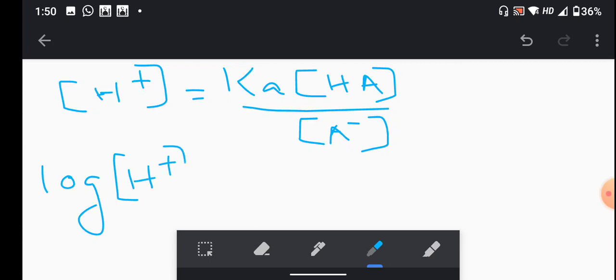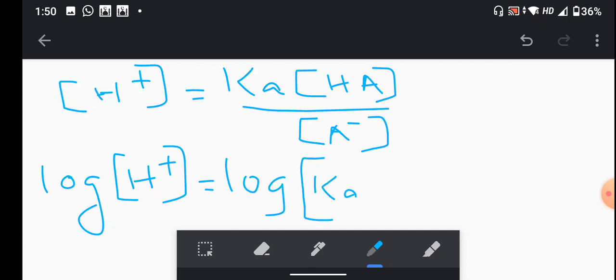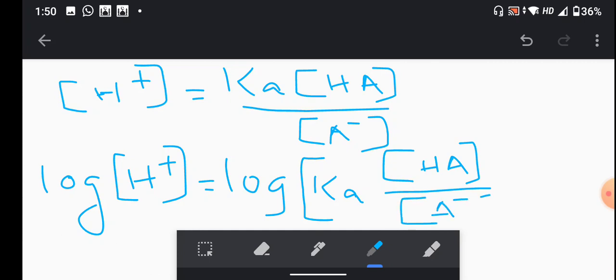Then substitute with log: log of the concentration of H plus equals log of Ka times the concentration of HA divided by A minus. Clear? Convert both sides into logarithmic scale. Then log of the concentration of H plus equals log of Ka times the concentration of HA divided by the concentration of A minus.